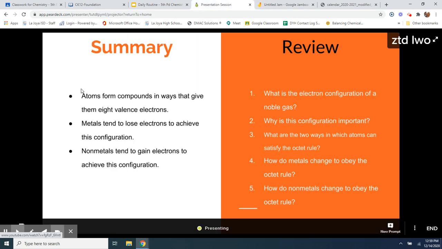In summary, atoms form compounds in ways that give them 8 valence electrons. Metals will have a tendency to lose electrons. Nonmetals will have a tendency to gain electrons. These are the questions that we're going to tackle right now.